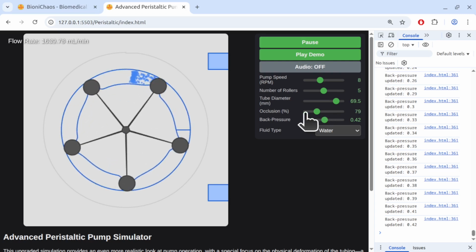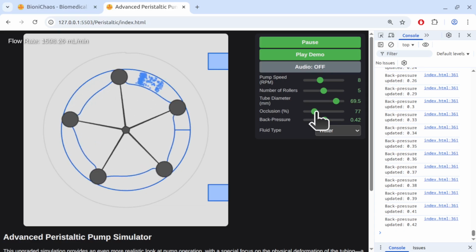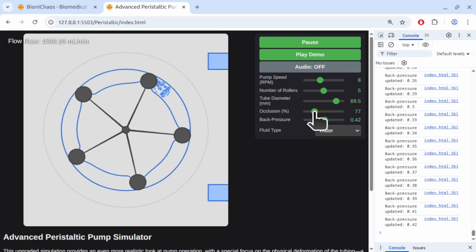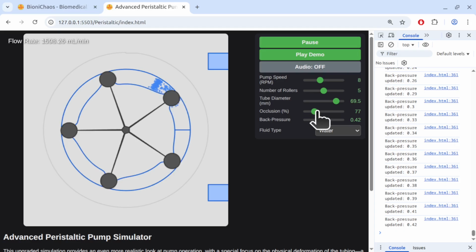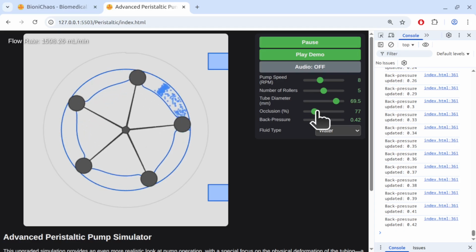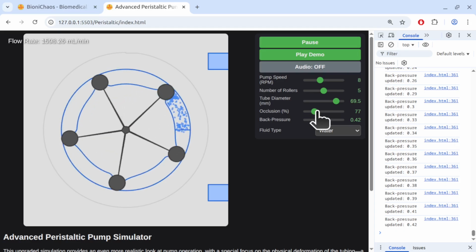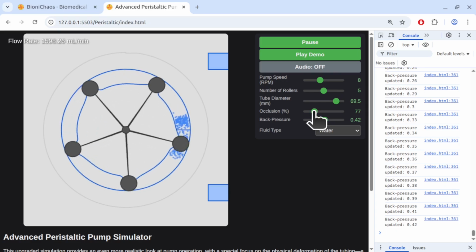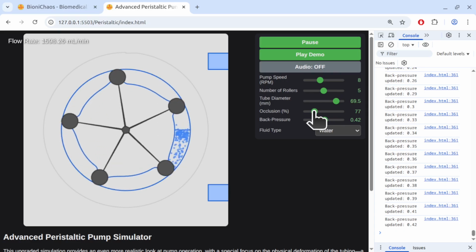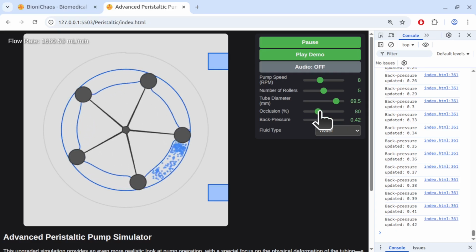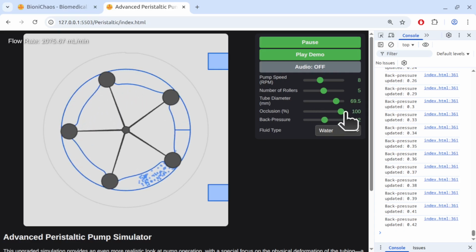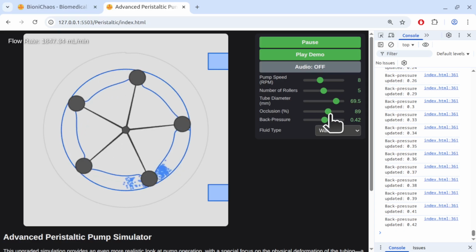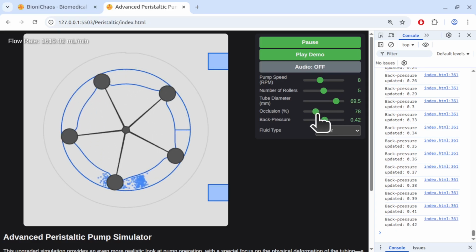Currently, the occlusion slider is set to 75%, which means the rollers are pressing against the tube, creating a narrower path for the fluid. The visual representation shows the tube slightly compressed where the rollers are in contact, and the fluid particles appear to be flowing through this constricted space. The degree of compression you see on the blue tube line, and how tightly it hugs the rollers, directly represents the occlusion percentage. Okay, can you be more critical about it?